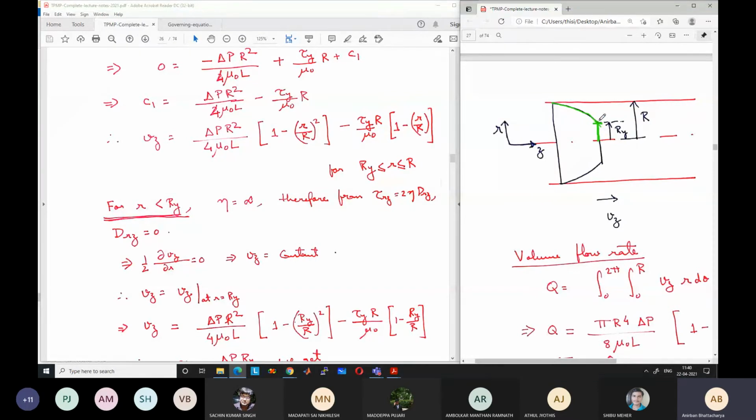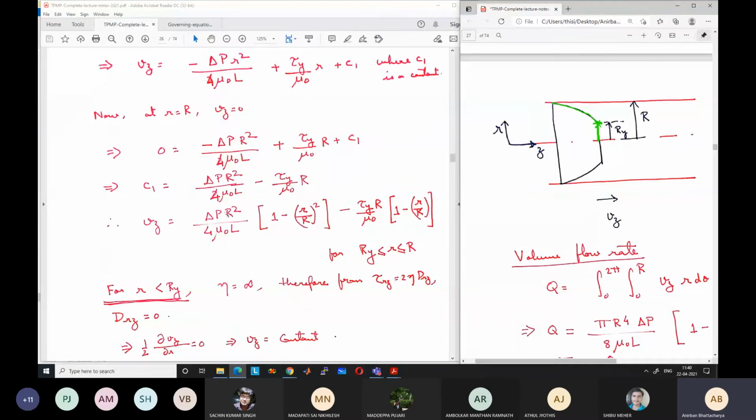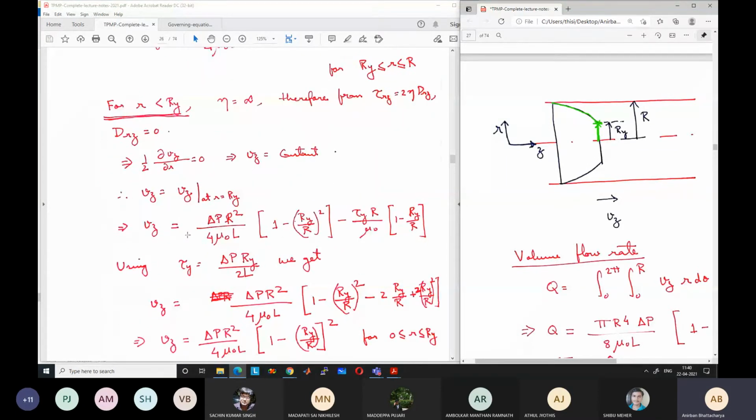So we can find that value if we plug in small r equal to r_y in this expression of velocity. If you do that, you will find vz is equal to ΔP R square by 4 μ0 L times 1 minus r_y by R whole square, minus τ_y R by μ0 times 1 minus r_y by R. This is the velocity at this point, and this is the velocity for the entire range of r between 0 and r_y.